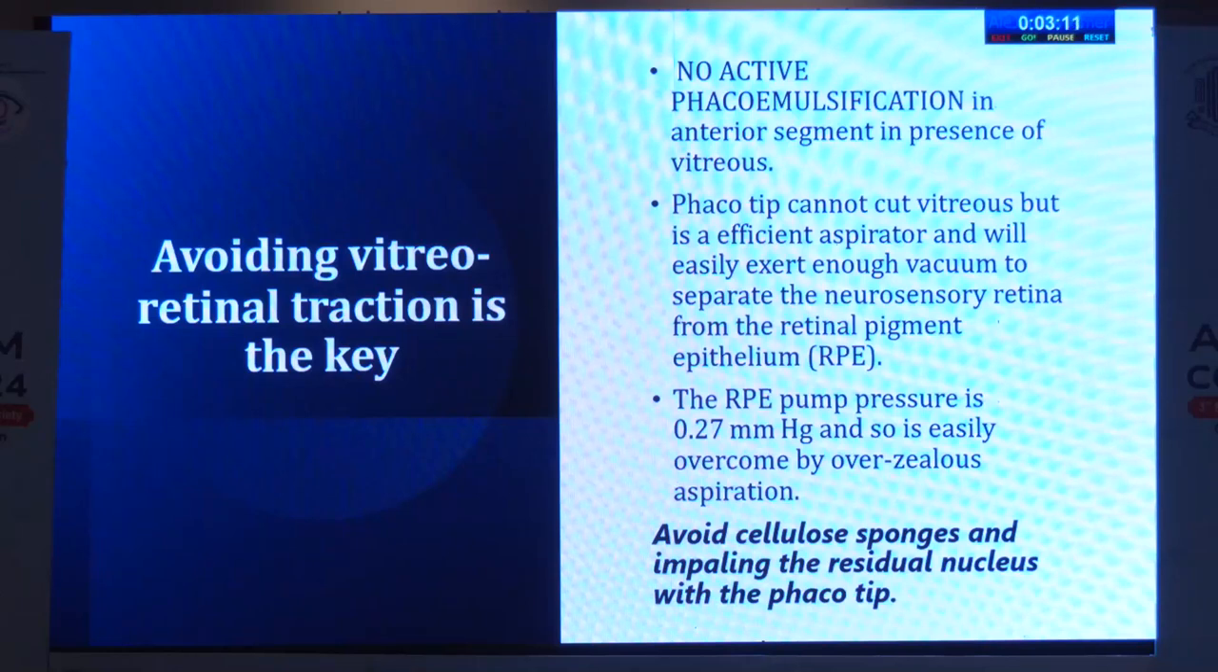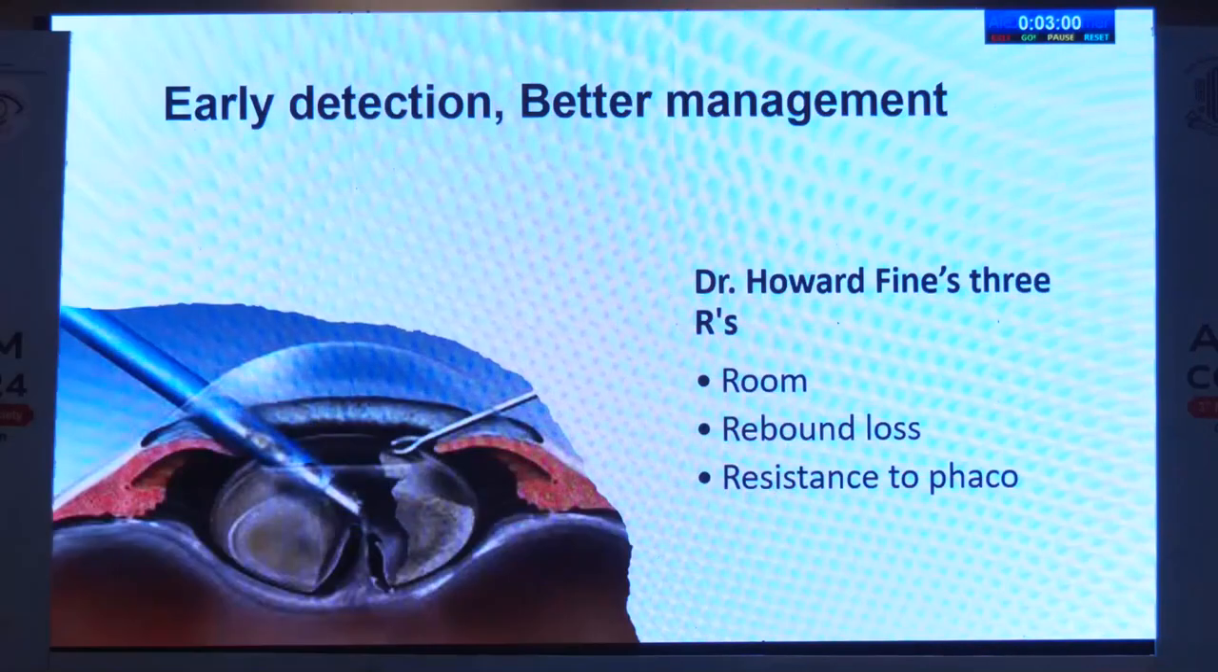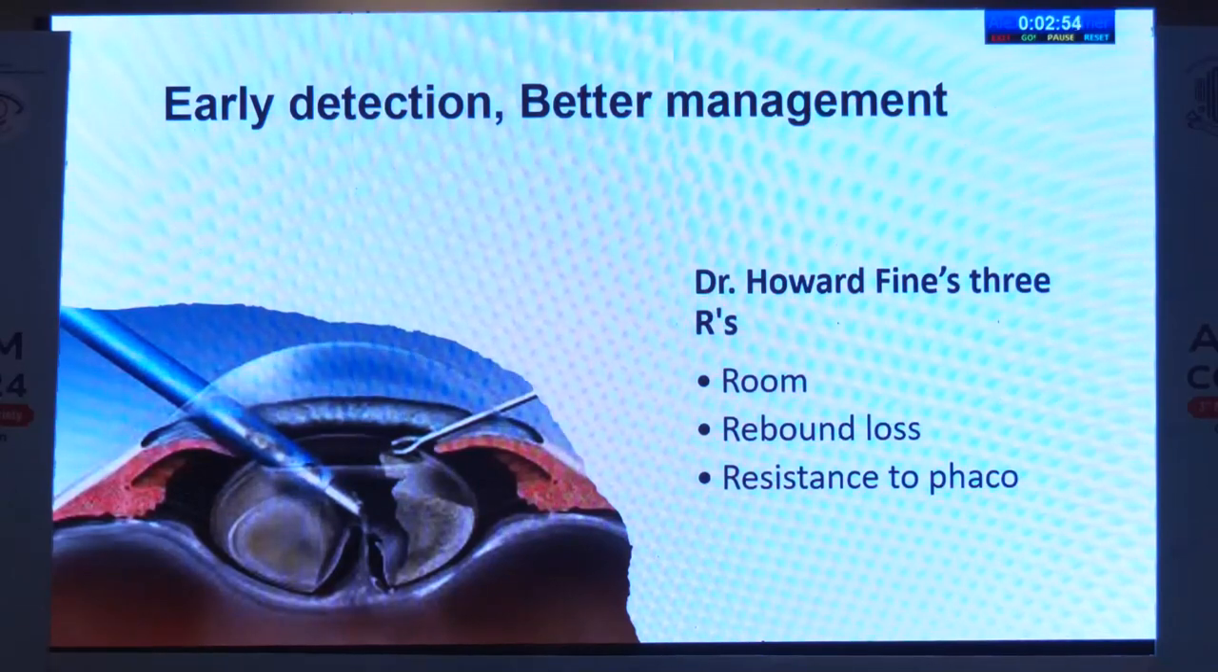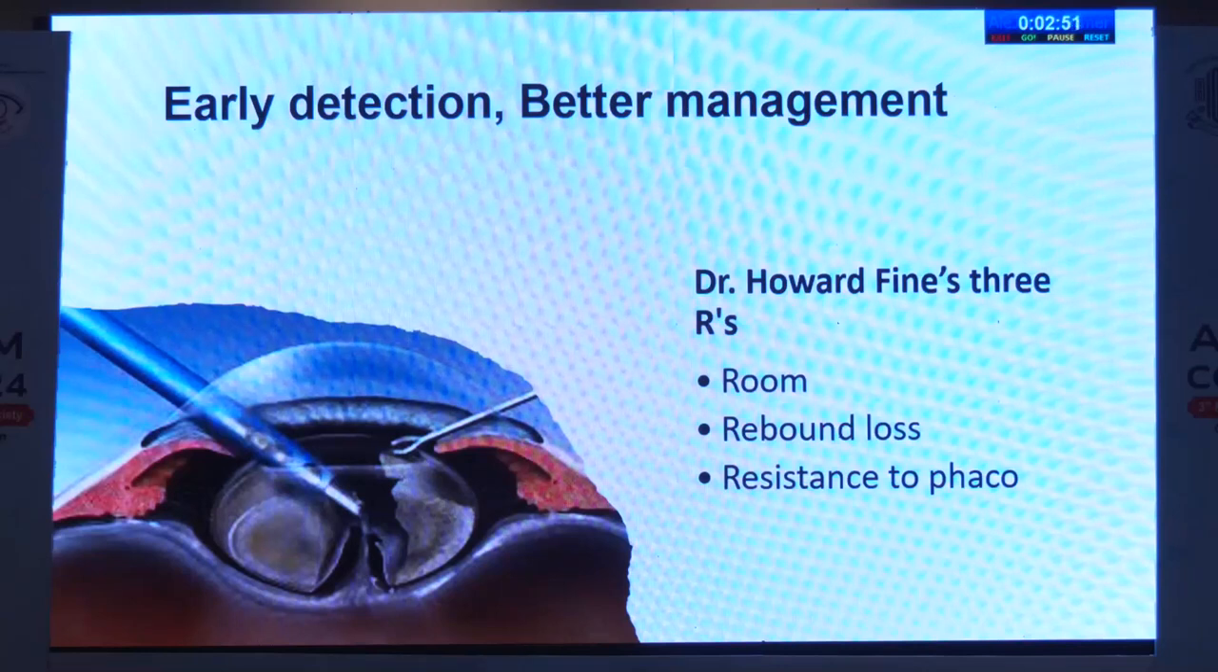So it's going to separate your neurosensory retina from the RPE, and this RPE pump pressure is just 0.27 millimeter of mercury, so it's easily overcome. So early detection is best for management, and these are Dr. Howard Fine's 3 R's. Suddenly you find that you have increased space for doing your phacoemulsification.